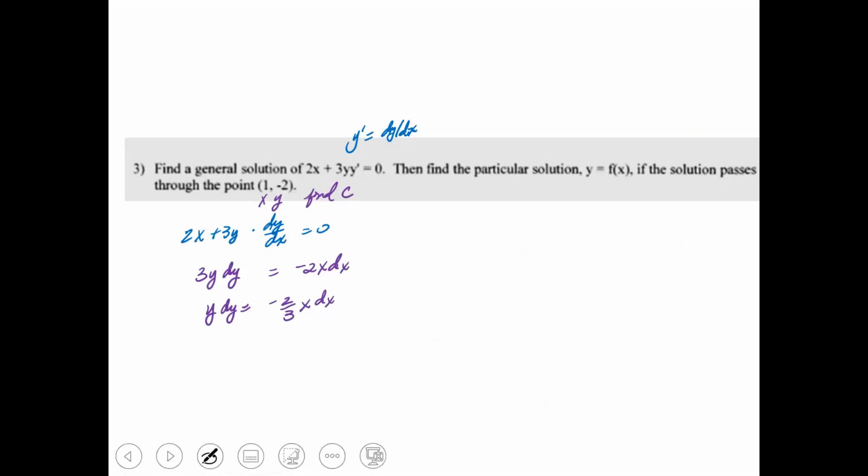Now let's integrate both sides. The integral of y is just going to be y squared over 2. The integral of x, the 2 and the 2 cancels, is going to be a negative x squared over 3 plus c.